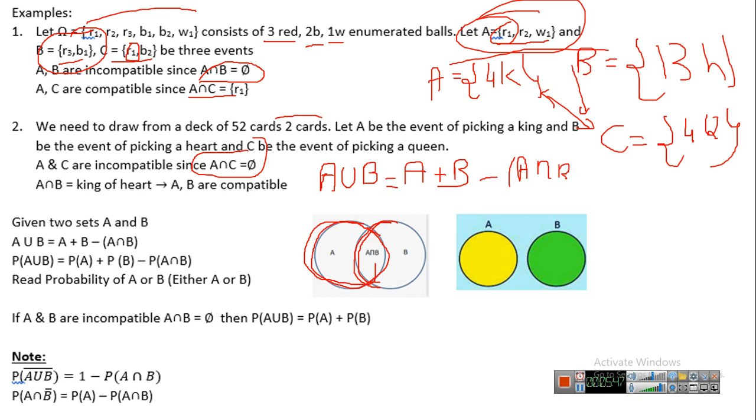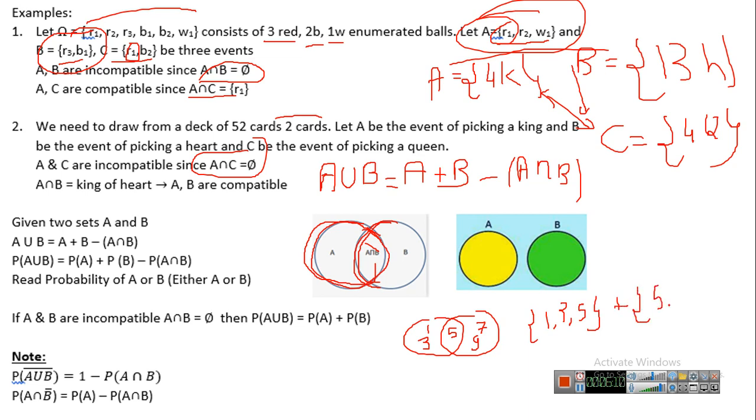Because the intersection you have counted in A, and you have counted it in B. Suppose you have sets A and B, where you have 1, 3, and you have the number 5 in common, and here you have 7, 9. So set A is 1, 3, 5, plus set B, which is 5, 7, 9. But we realize that we have added 5 one time too many, so you must exclude one intersection, so minus the 5.